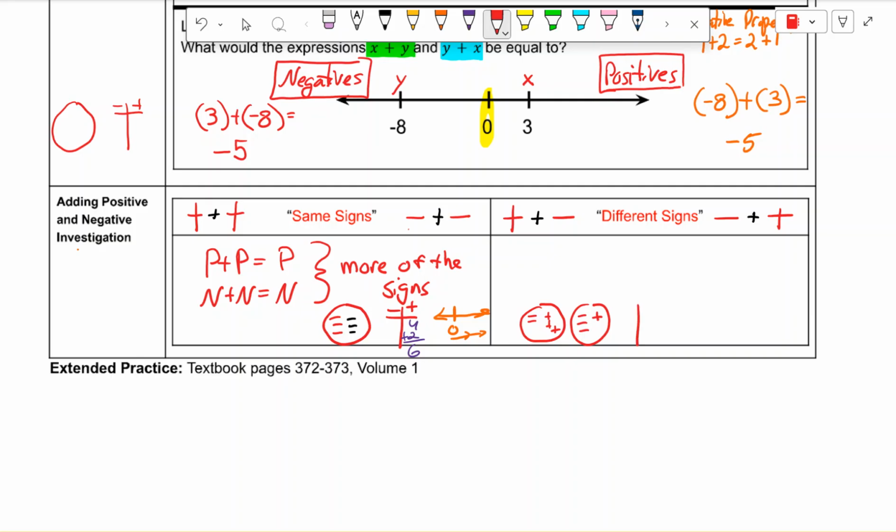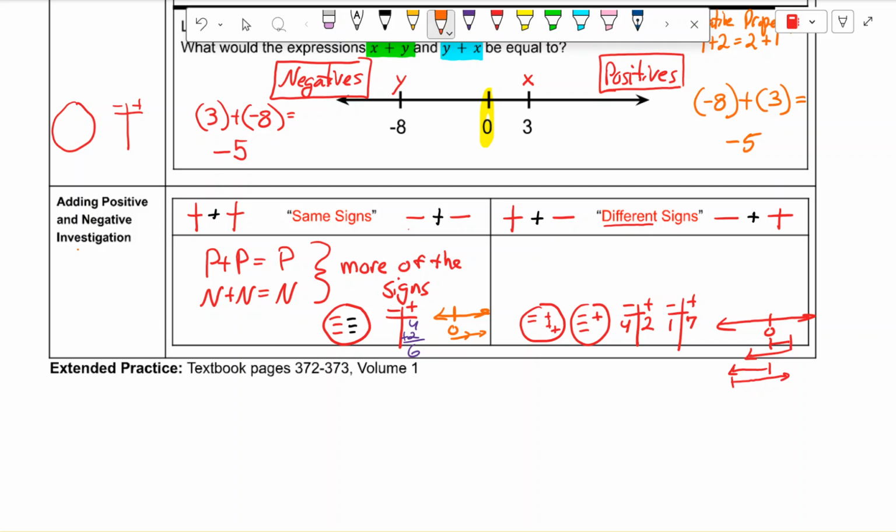The same thing happened on the T-chart. Okay, if you had more negative signs than positive signs, it was going to be a negative answer. And if you had more positives, it was going to be a positive. So it depends. All right. The number line was unique because we could go this way and then you could go back that way. Or you could have started to the left and came back the other direction. All right, so you're adding mixed signs, different signs.